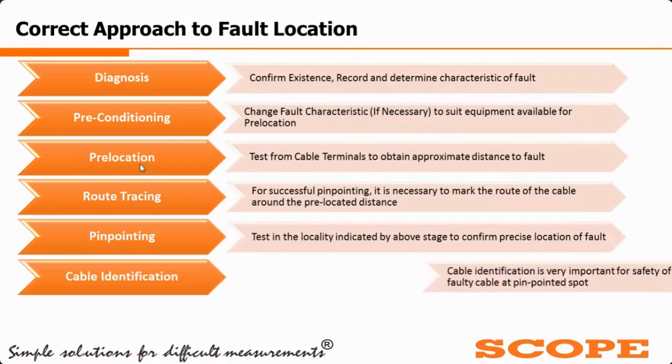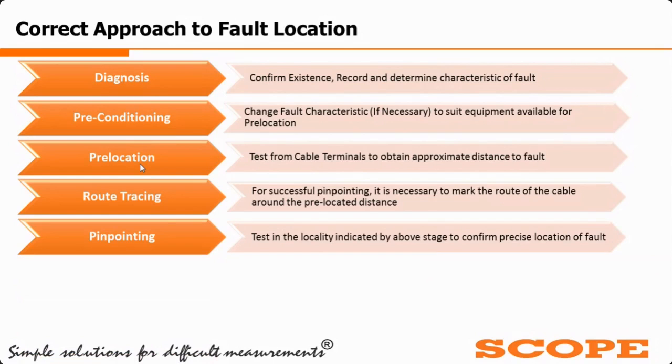Next we have to carry out the pinpointing. In pinpointing we connect a surge generator or thumper to the cable, and we carry a pinpointing set, and we locate the exact fault location in the area marked by the route tracing step. We will locate the exact fault location by a method called the coincidence method. I will explain this in later slides. After a successful pinpointing of the exact fault location, we will go to the next step.